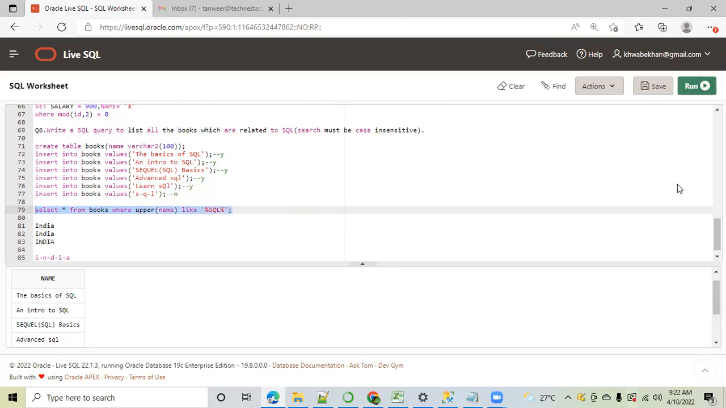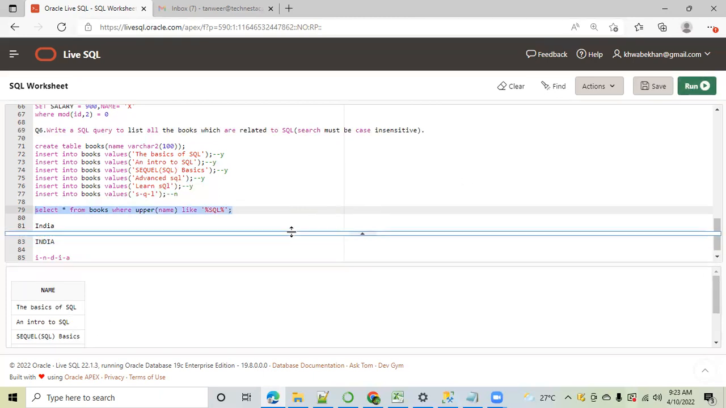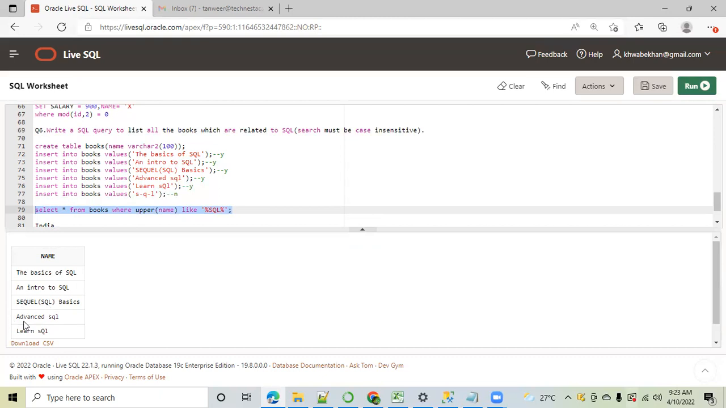So you can see you got all the values. SQL, right? All the values are present here. So you can understand the importance of this wildcard LIKE operator. It will search for this SQL anywhere, whether it is present at the beginning, end, or in between. If you want to make it case insensitive, you can use upper or lower, whatever you want. If you want to use lower, you can use lower as well. Your wish.